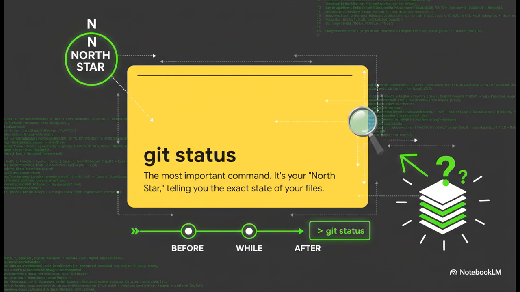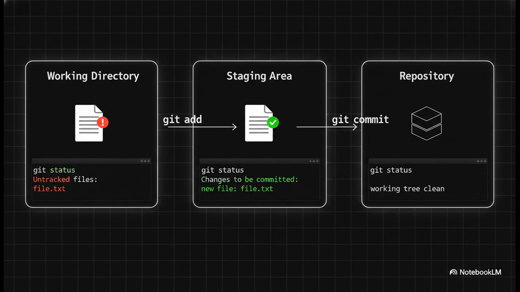Now listen up, because if you only remember one command from this entire explainer, make it this one: git status. Seriously, this command is your North Star. It's your guide, your map, your best friend. Anytime you feel lost or you're not sure what's going on, just type git status. It will tell you exactly what files you've changed, what's in your staging area, and what to do next. Make it a reflex.